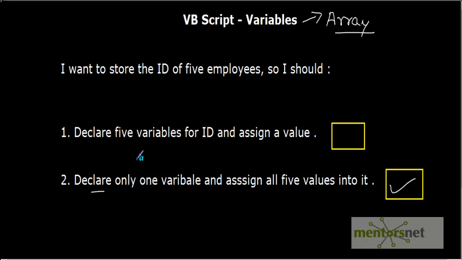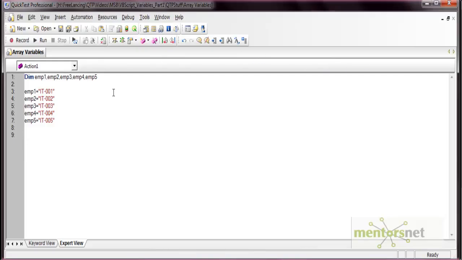Now how is it possible? It is possible through an array. Let's see how it can be used. So this is the way I define 5 variables. Okay, now here my 5 variables get stored into the memory, but I should not use it in such a manner. If it is possible to store all these values into one variable, like how?